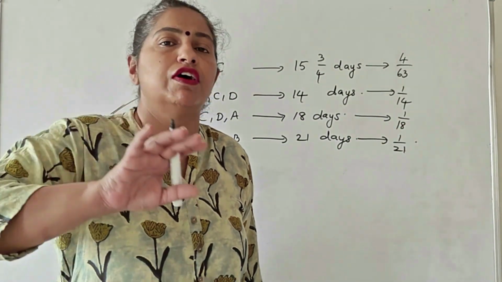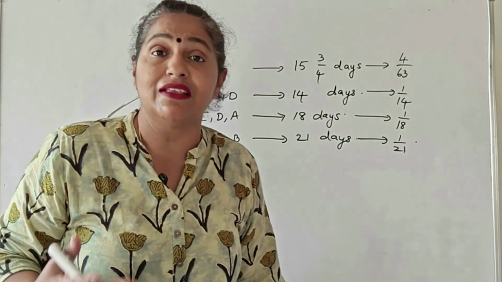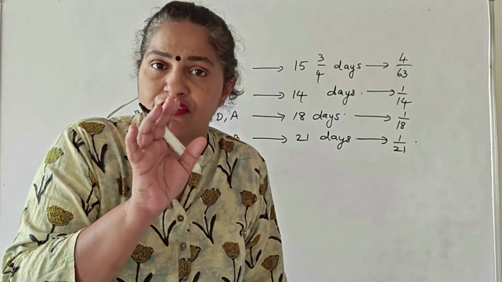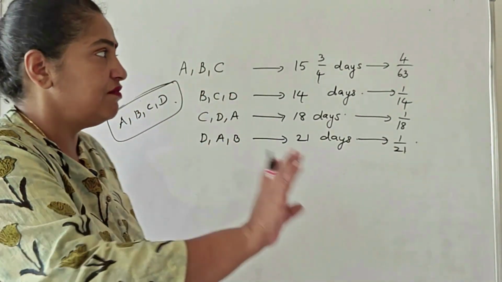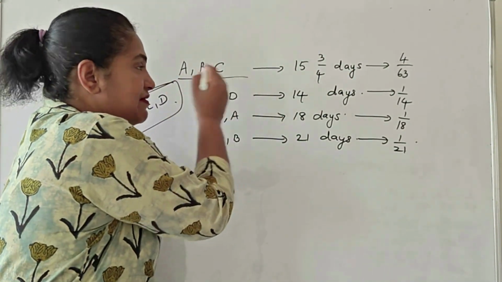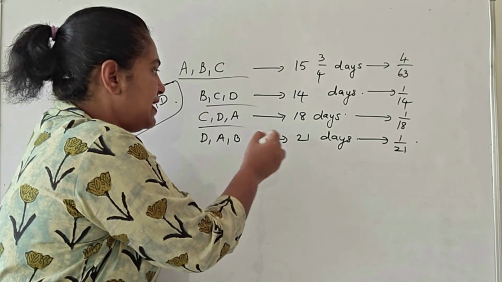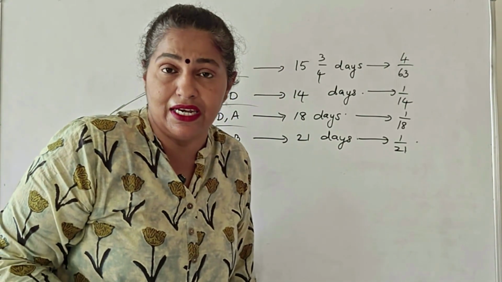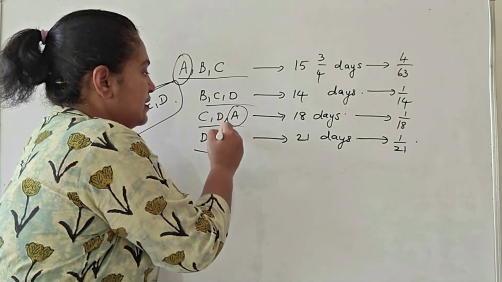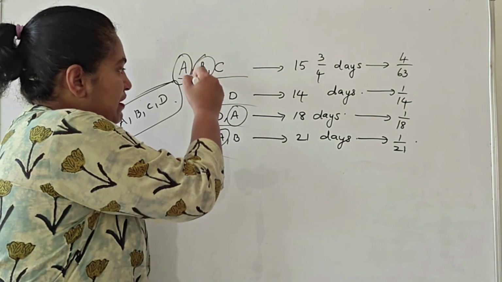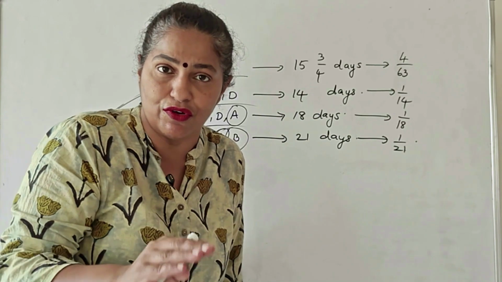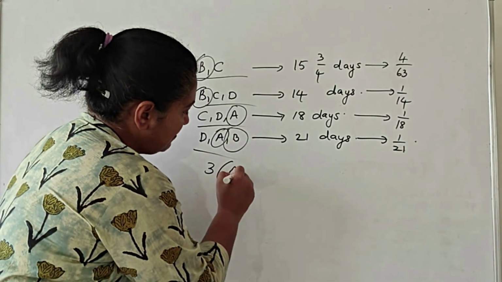We try to find out the work done by all these people in a single day. But in this case, an individual person's work is not given. The combination is given to us. No problem with that. When we are adding all this, what are we getting? We are getting the work done by A, B and C in a day, B, C and D in a day, C, D and A in a day and D, A and B in a day, which means we are basically adding A's work thrice, B's work also thrice, similarly C's work and D's work. So this is what we are getting.